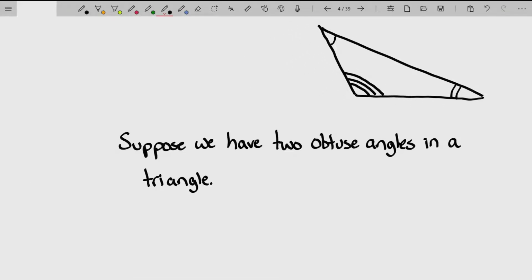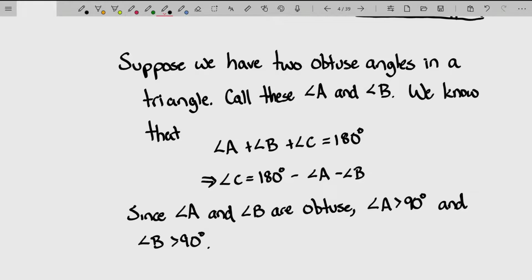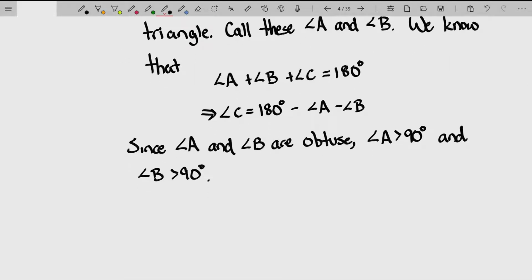So I'll start with the supposition. Suppose we have two obtuse angles in a triangle. Let's go ahead and call these angle A and angle B. Of course, you have another angle in there, angle C. By definition, we have the following. Therefore, angle C must equal 180 degrees minus angle A and minus angle B. But angle A and angle B are obtuse, and so they are greater than 90 degrees. Therefore, their sum is greater than 180 degrees.